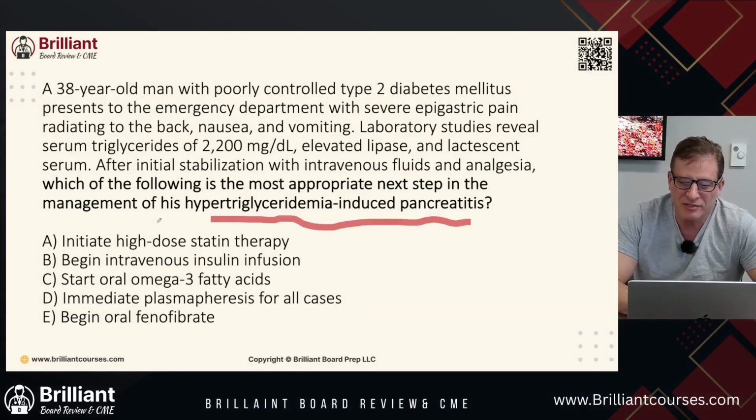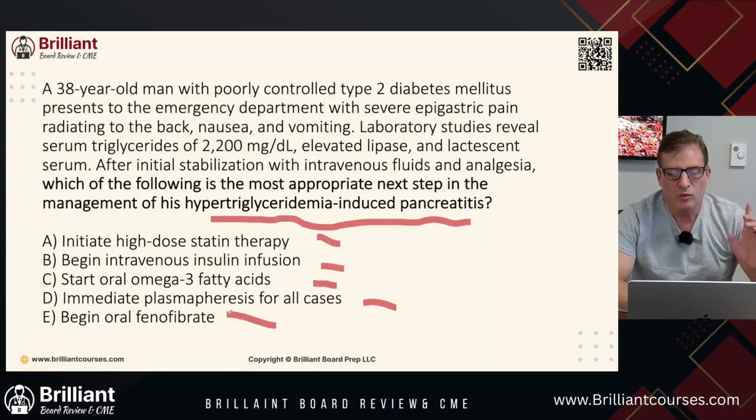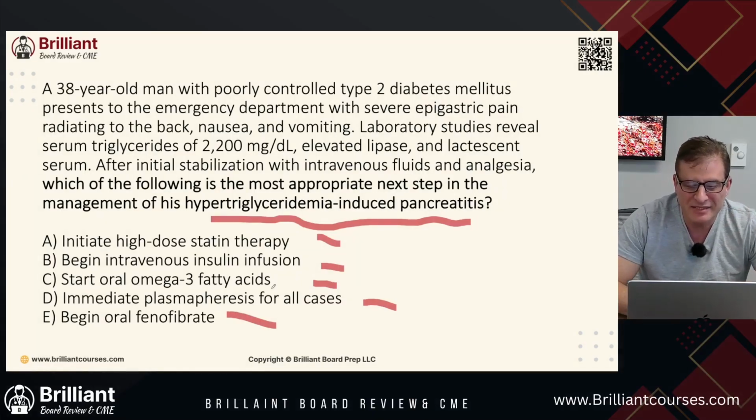Which of the following is the most appropriate next step in management of hypertriglyceride-induced pancreatitis? Oh, I think I probably gave you the answers on this. Bad teacher, right? Initiate high-dose statin therapy. Begin intravenous insulin infusion. Oral omega-3 fatty acids, what would that be? Fish oil. Begin plasmapheresis and begin oral fenofibrate. What is the answer? See, this right here is the next step. Most appropriate next step. Are these all possibly right?